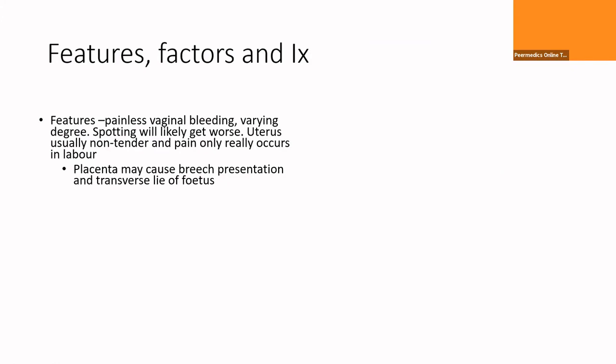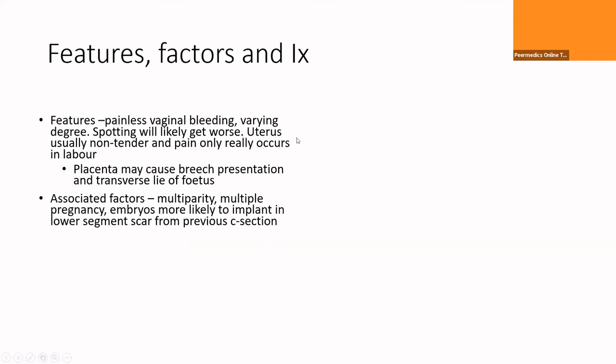And the placenta can actually cause a breech presentation and transverse lie, because it's disrupting the shape of the uterine cavity and the way that the fetus would lie anyway. So associated factors can be multiparity, which just means that the uterus is bigger and therefore things aren't implanting where they normally would. Multiple pregnancies, so being pregnant with twins. Embryos are more likely to implant if you've got scars from C-sections, like at the lower part. Basically, if you've got a lower C-section scar, it's a nice, comfortable place for the placenta to embed itself. So if you've had a previous C-section, that's why this is more likely to occur.